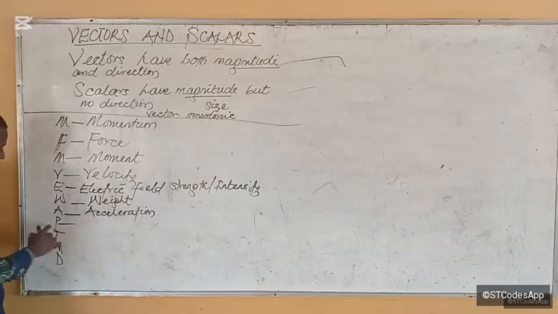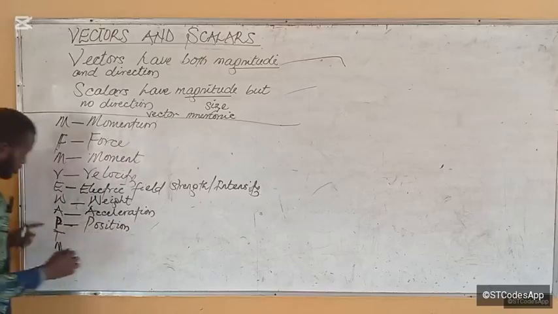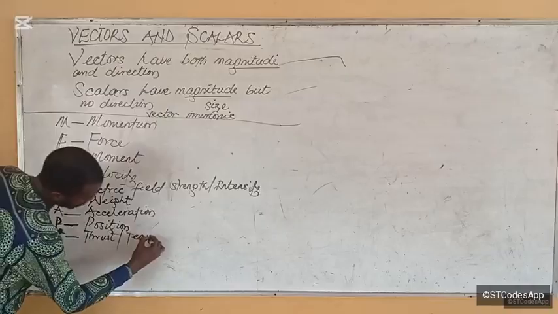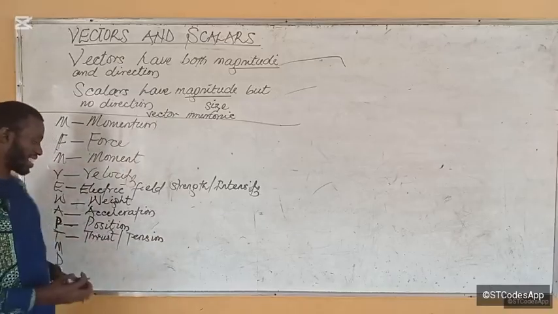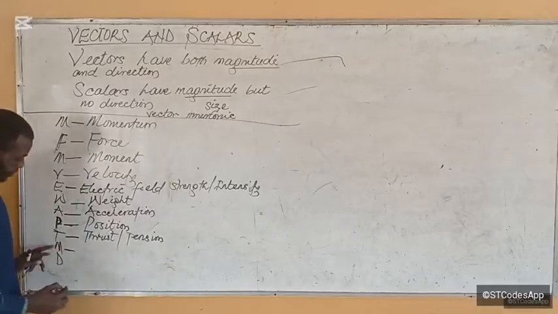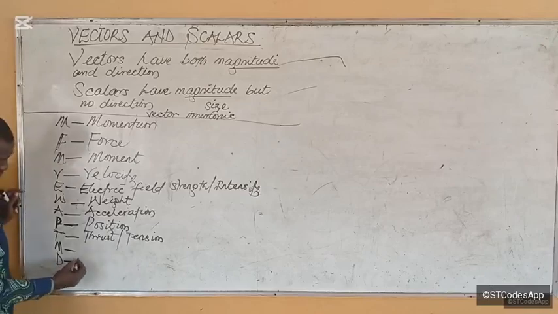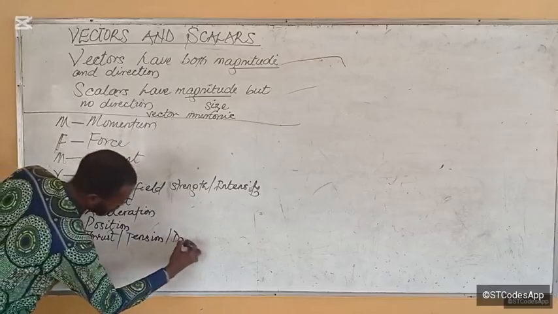Then P stands for position, not pressure. T will stand for thrust or tension in string. Thrust is a force in fluid and tension is the force on ropes. So you can see it's force. Weight is still a force, thrust is still a force, and drag is also a force. Is that clear?